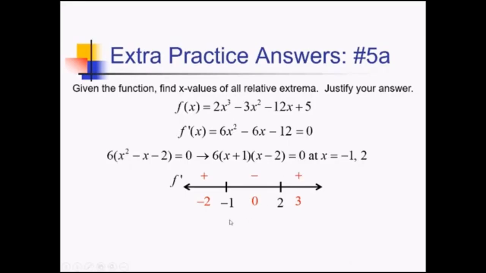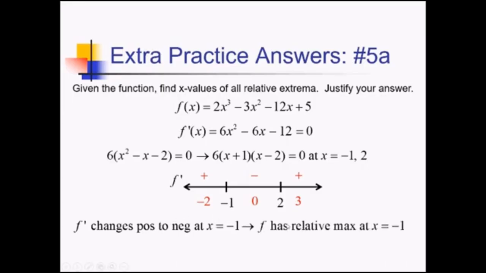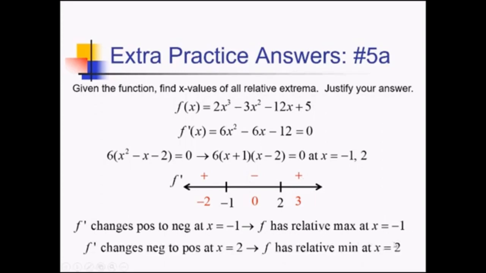Now I notice that f prime is changing from positive to negative at x equals negative 1. Therefore, f has a relative max at x equals -1 because f is increasing and then decreasing at this spot. Now I also notice f prime changes from negative to positive at x equals 2. Therefore, f has a relative minimum at x equals 2. So this is the reasoning you need to show to really justify your answer. You have to talk about f prime changing sign in a certain way at these x values.